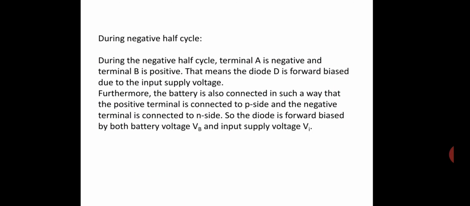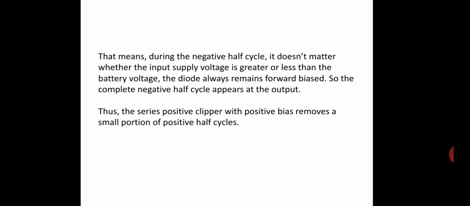During the negative half cycle, terminal A is negative and terminal B is positive. That means the diode is forward biased by the input supply. The battery is also connected in such a way that the positive terminal is connected to the P side and the negative terminal is connected to the N side. So the diode is forward biased by both the battery voltage VB and the input supply voltage Vi. That means it does not matter whether the input supply voltage is greater or less than the battery voltage. The diode always remains forward biased, so the complete negative half cycle appears at the output.